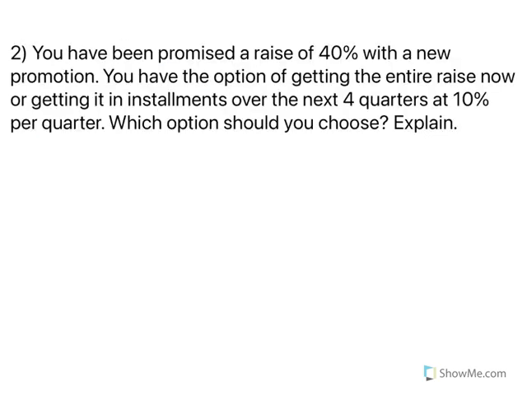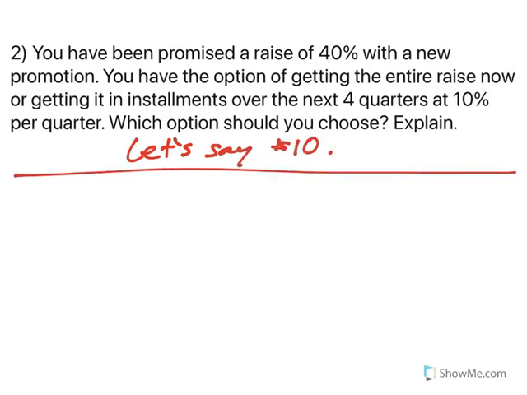Okay, let's look at scenario 2 here. You've been promised a raise of 40% with a new promotion. You have the option of getting the entire raise right now or getting it in installments over the next 4 quarters at 10% per quarter. Which option should you choose? Now, I'm all about a numerical piece here, and I like to use easy numbers. So let's just say that you're currently earning $10. I don't care if it's $10 an hour or $10 total. Just easy numbers so we can look at this.